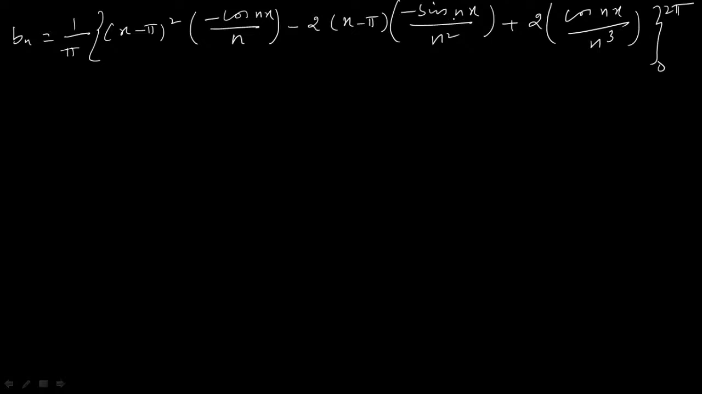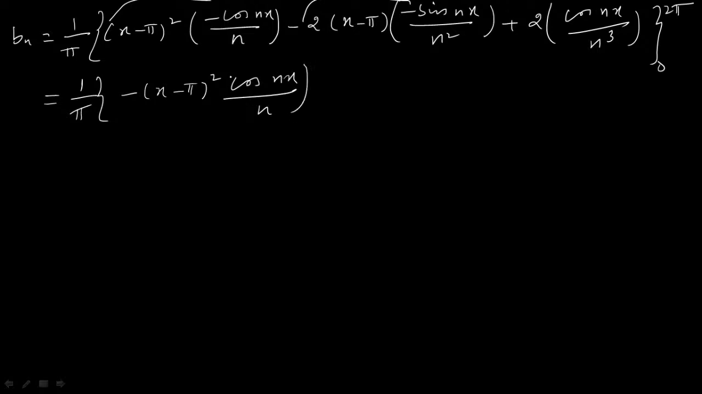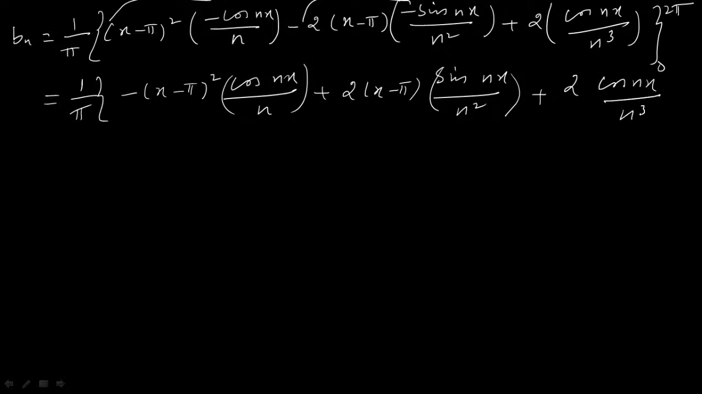So before we substitute the limit, let me simplify the symbols. Here there are 2 minus signs, so that becomes positive. So you take this minus at the beginning of the term. So let me simplify these symbols in our next step, that is 1 by pi of minus x minus pi the whole square cos nx divided by n, plus twice x minus pi of sin nx divided by n square, plus twice cos nx divided by n cube. Here the limit is from 0 to 2 pi.